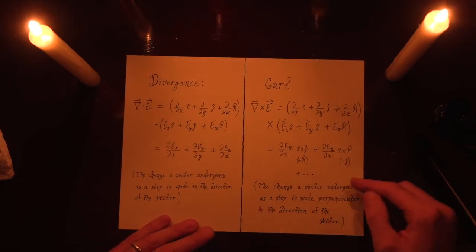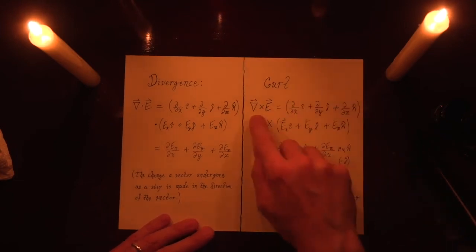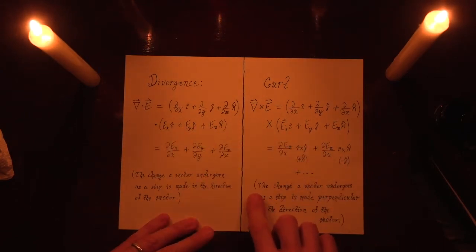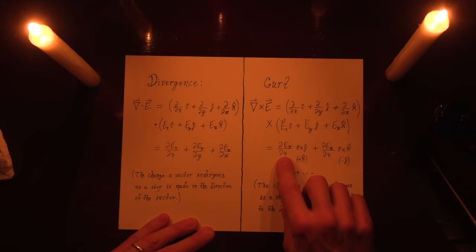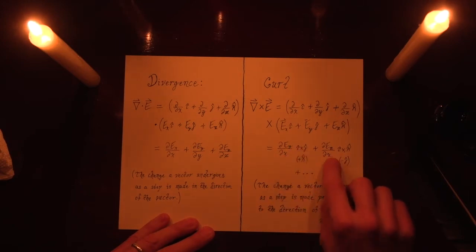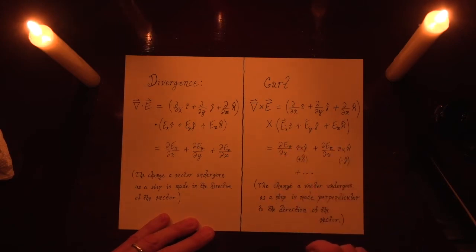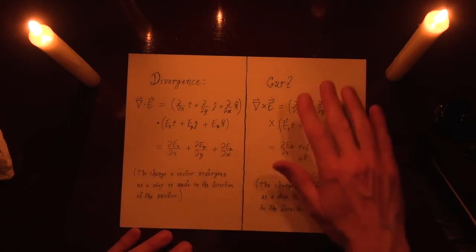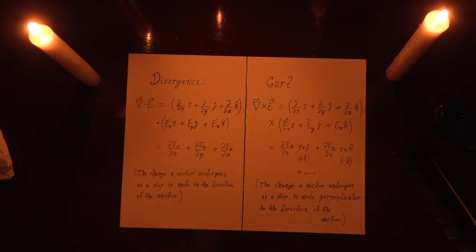So in words here, the curl is this special kind of derivative with a cross product instead of a dot product. It's the change a vector undergoes as a step is made perpendicular to the direction of the vector. Move in the x direction, what happens to y? Move in the x direction, what happens to z? Not move in the x direction, what happens to the x? So how does that then apply? Oh, before I do that, if you want to copy the rest of this down, only if you're interested, go ahead and copy this down now.